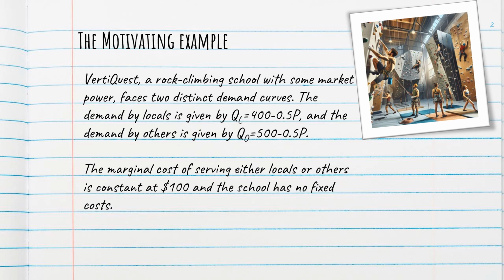Let's imagine that VertiQuest, a rock climbing school with some market power, faces two distinct demand curves. The demand by locals is given by Q equals 400 minus 0.5p, and the demand by others is given by Q equals 500 minus 0.5p. Just so we're clear, in this case, L is indicating locals and O is for others. We are also told that the marginal cost of serving either locals or others is constant at $100 and the school has no fixed costs.